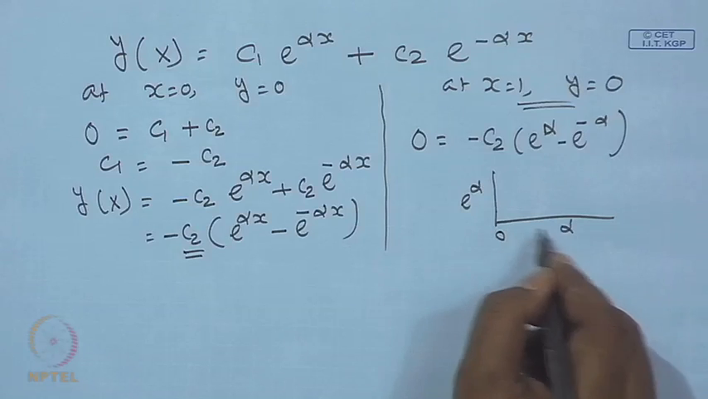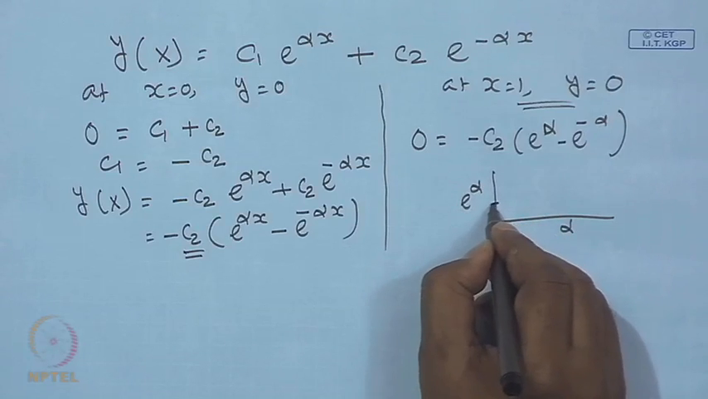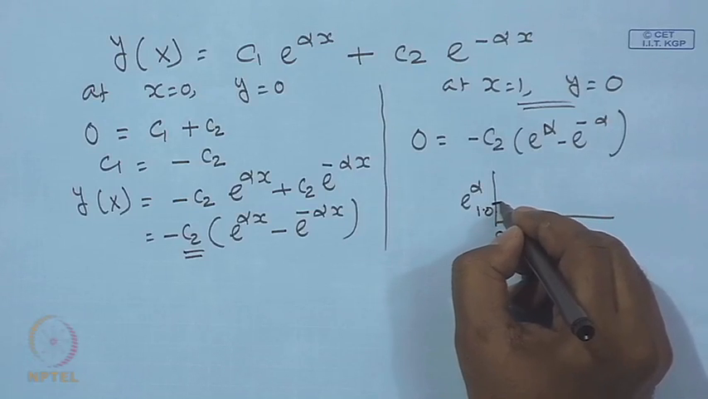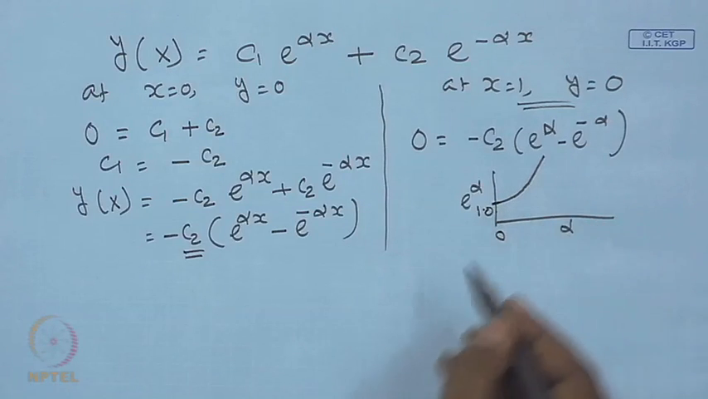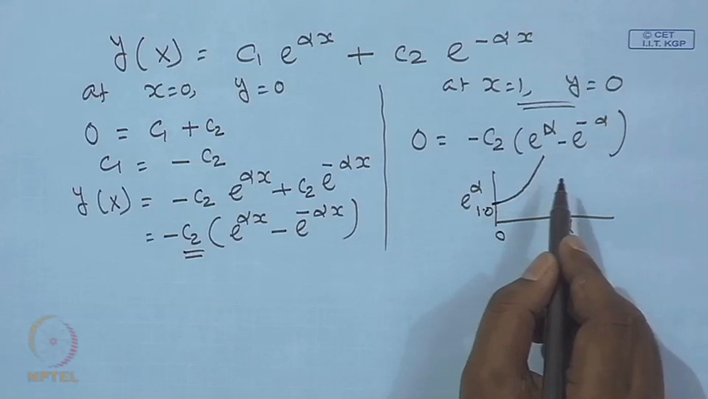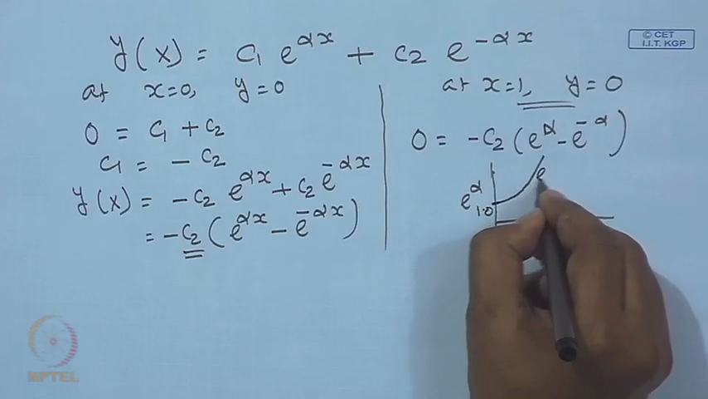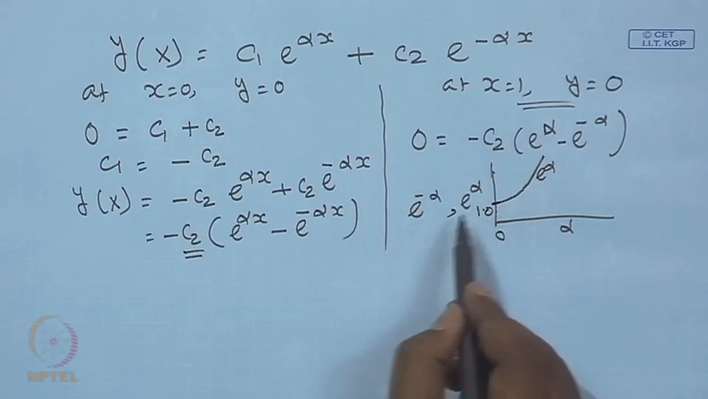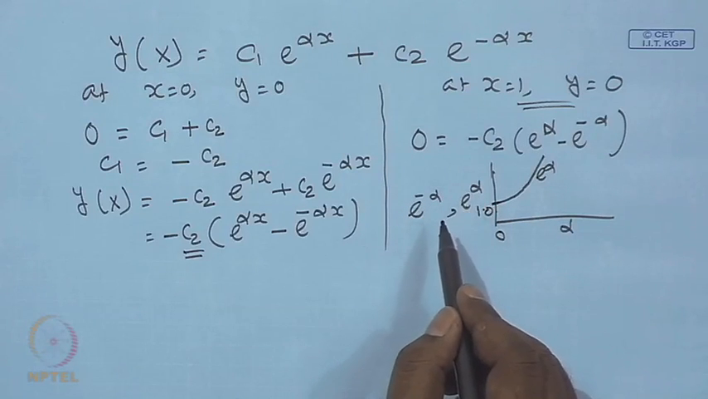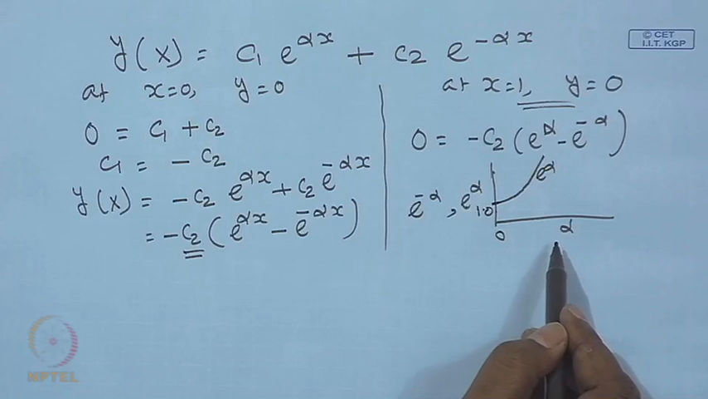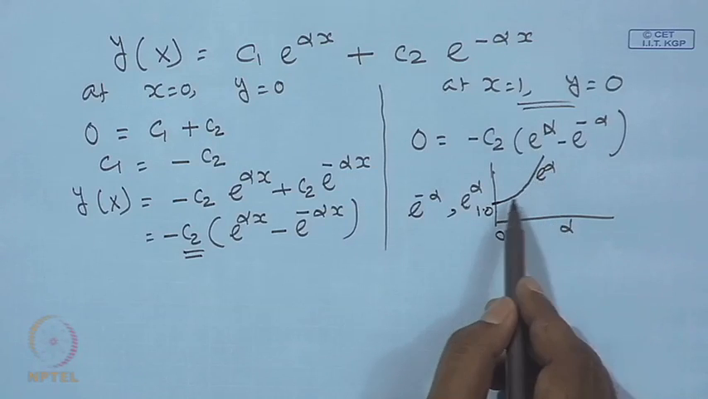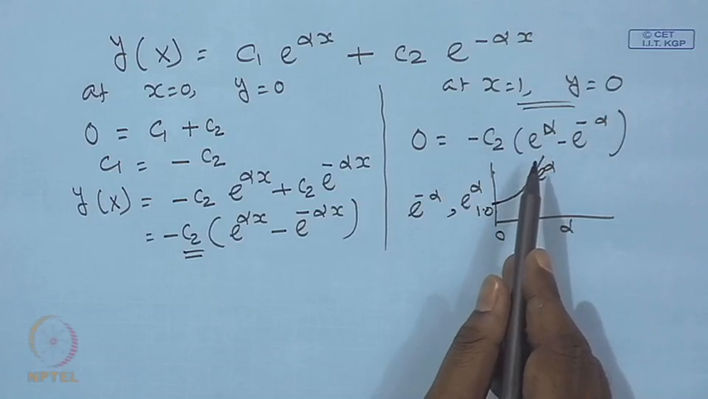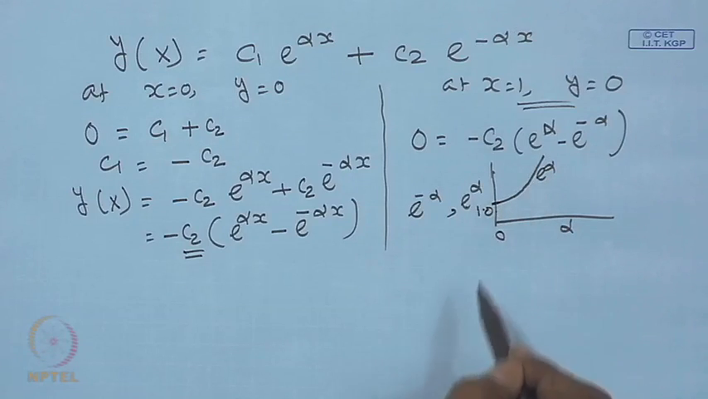So, for alpha is equal to 0, e to the power alpha is 1, from 1 onwards for any positive value of alpha, it will be an ever increasing function, it will be always positive. So this is the variation of e to the power alpha. I am plotting the variation of e to the power alpha and e to the power minus alpha as a function of alpha. So, e to the power alpha is always positive, the minimum value is 1 and the higher values will be always positive.